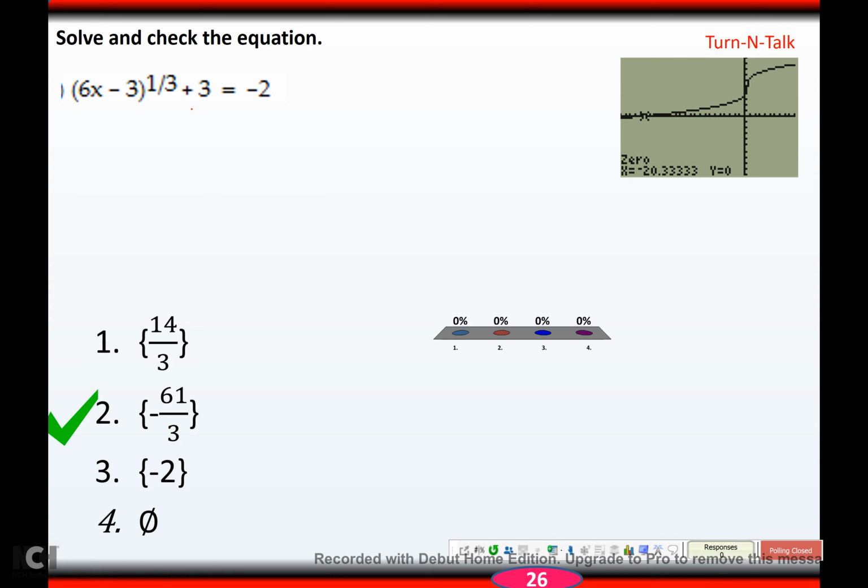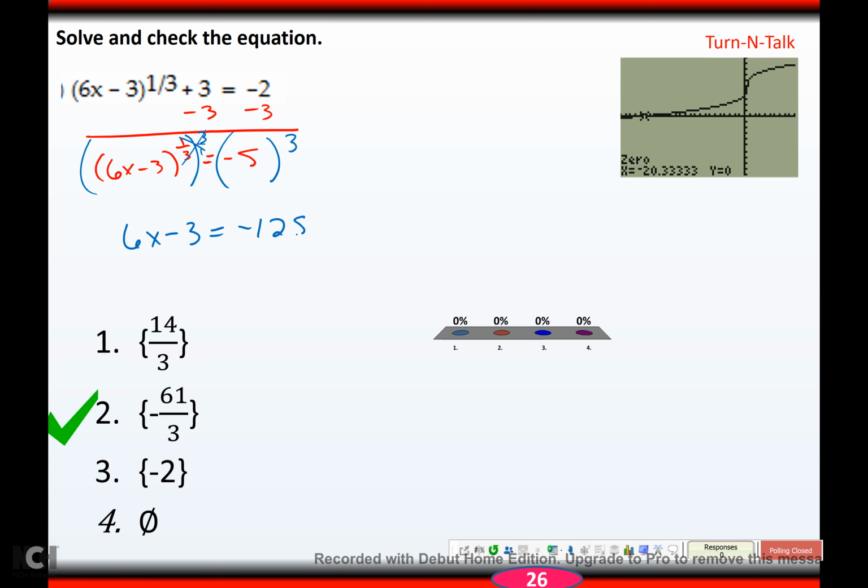Alright, I got to isolate, so minus 3, 6x minus 3 to the 1/3 equals negative 5. I've isolated it, so now I can raise it to the reciprocal, which would be 3/1, or just 3. That will cancel it, which gives me 6x minus 3. Calculated this, that's going to be negative 125.